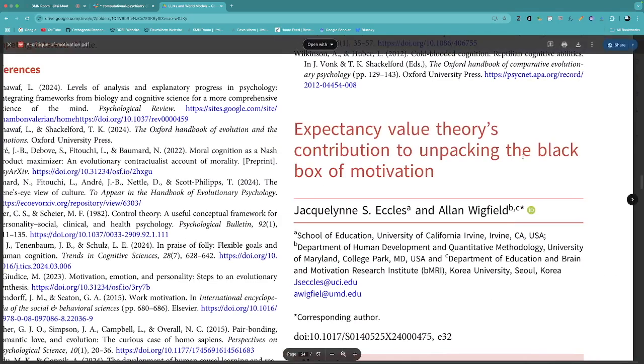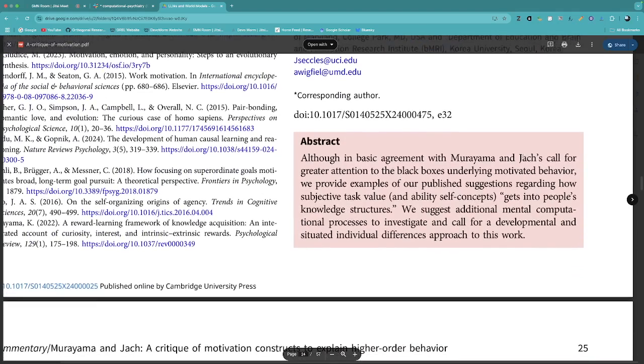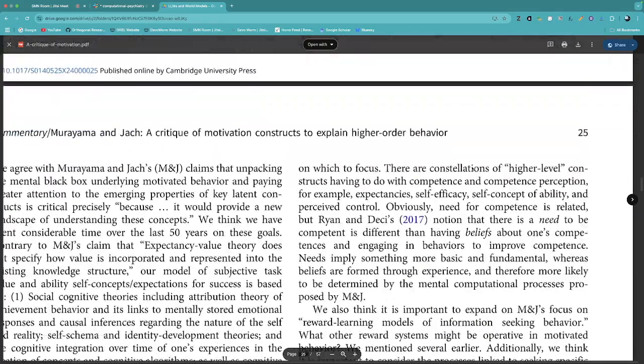This one is Expectancy Value Theory's Contribution: Unpacking the Black Box of Motivation. The abstract reads, although in basic agreement with Murayama and Jach's call for greater attention to the black boxes underlying motivated behavior, we provide examples of our published suggestions regarding how subjective task value and ability self-concepts get into people's knowledge structures. We suggest additional mental computational processes to investigate and call for a developmental and situated individual differences approach to this work.